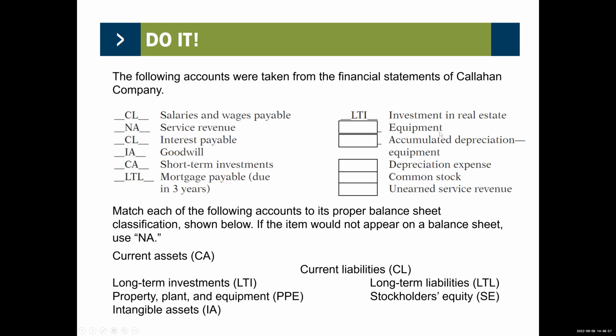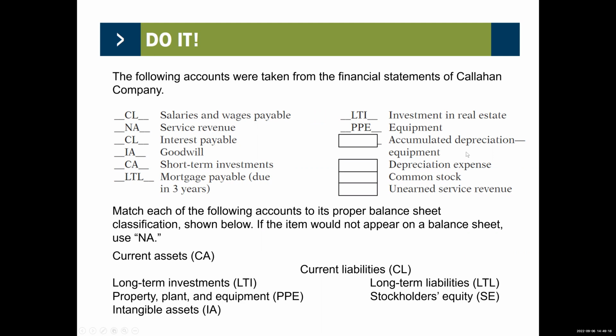How about equipment? Well, that's property, plant, and equipment, right? That's the asset. Equipment is property, plant, and equipment. Or sometimes we call that plant assets, and they'll even call it fixed assets.